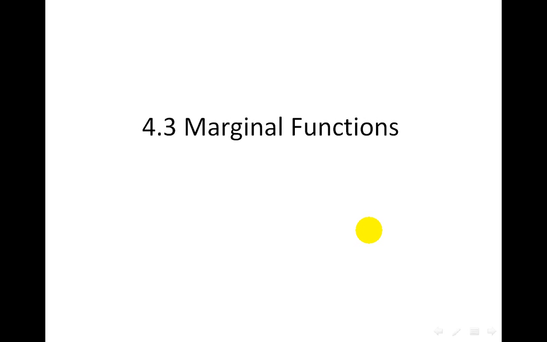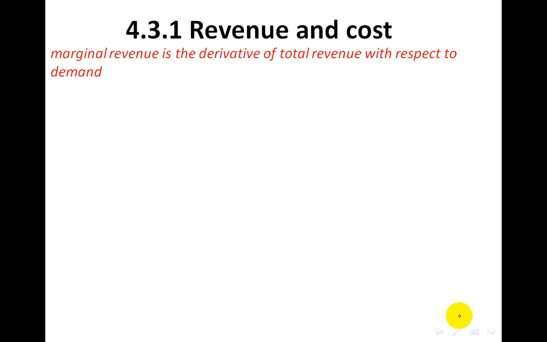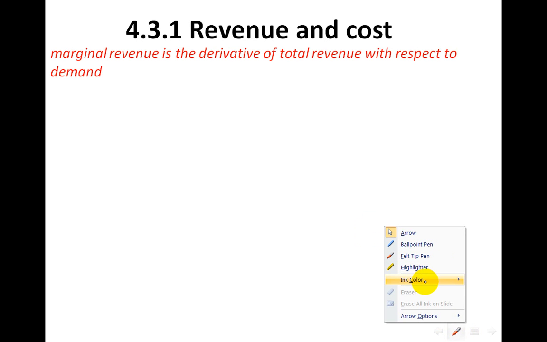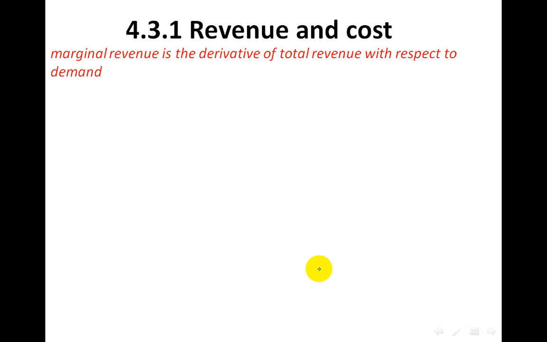Hello, here we'll start 4.3, which is talking about marginal functions. So 4.3.1 is talking about revenue and cost. Marginal revenue is the derivative of a total revenue with respect to demand.